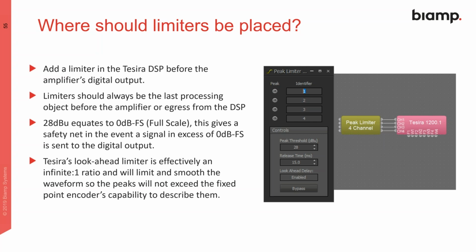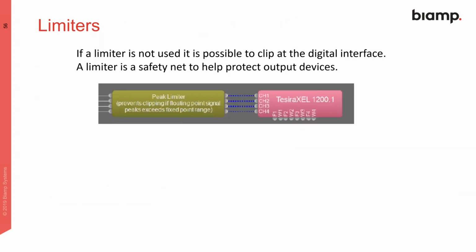It's a backstop to prevent clipping over AVB. If it was a Dante hop, you could do that right before your Dante output block. It's the same thing. It prevents clipping over Dante. Tesira uses the look-ahead limiter, infinite to 1 ratio, and it'll just apply a very fast level adjustment to that peak so that it maintains the waveform before it leaves the box without truncating it. And we'll see an actual image of that in a minute.